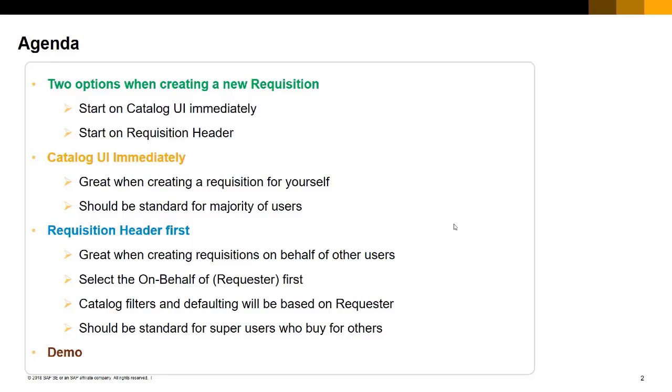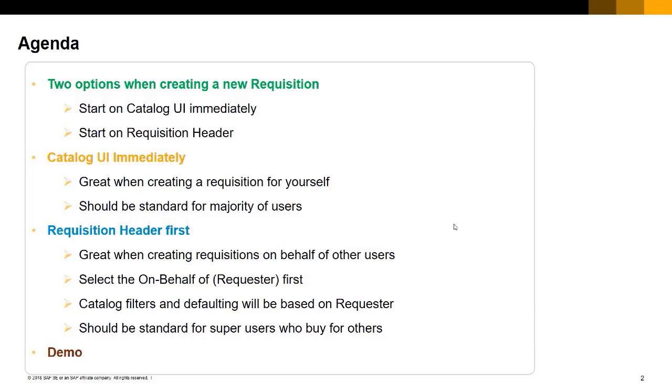This is a typical setup for the majority of the users within an organization. A different setup is to start on the requisition header first, and this is great for a subset of users within the organizations who are typically creating requisitions not for themselves but on behalf of other users. And the advantage here is by going to the requisition header screen first, they are able to change the requester, the on behalf of user.